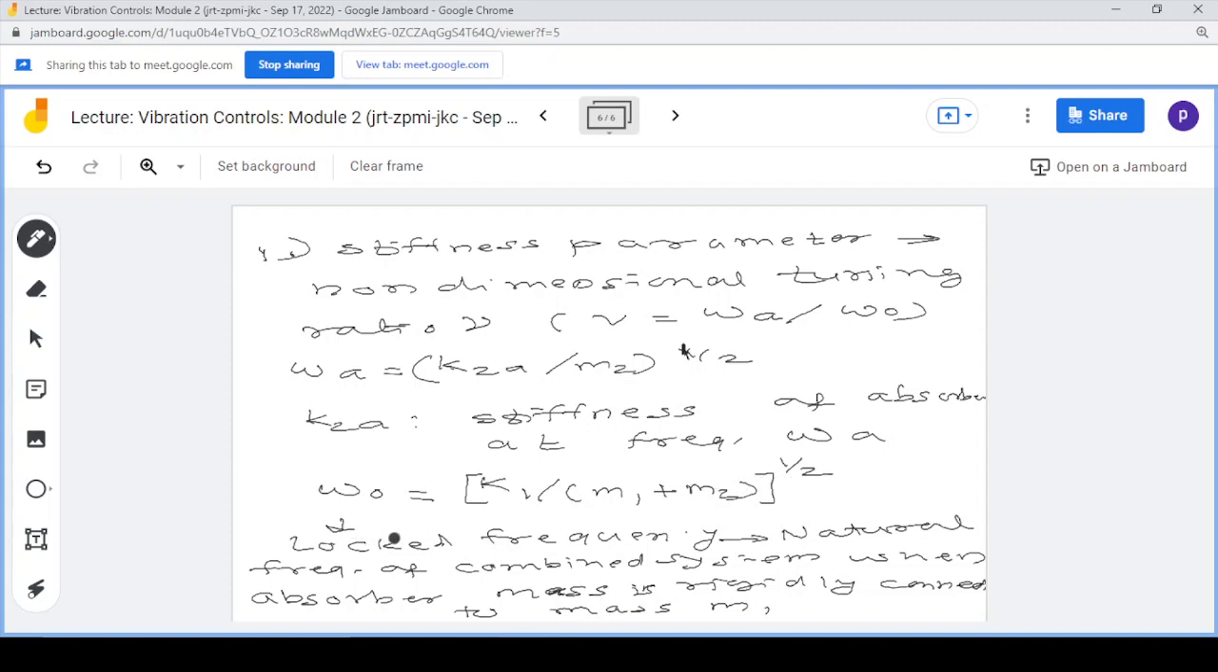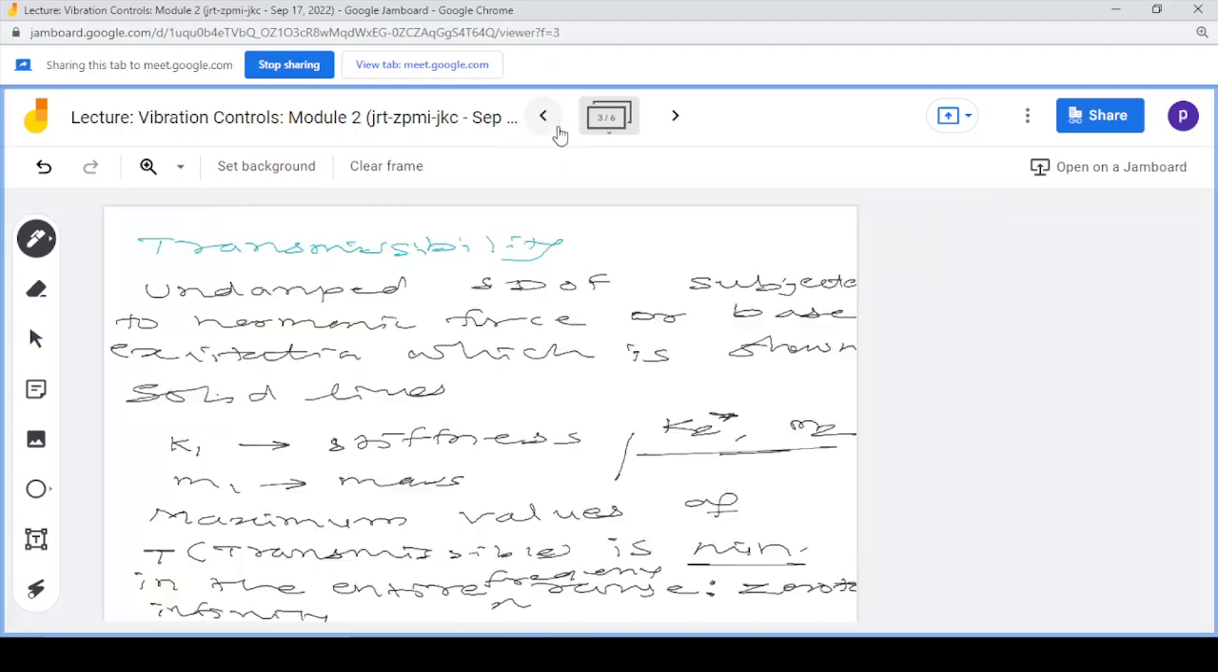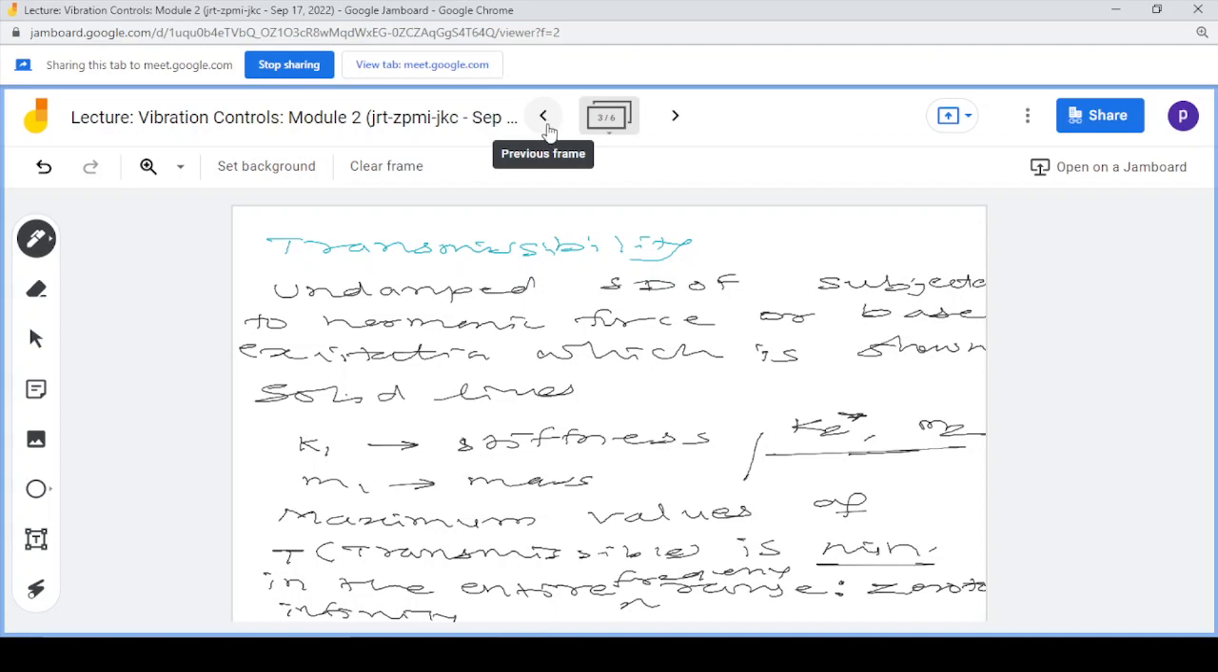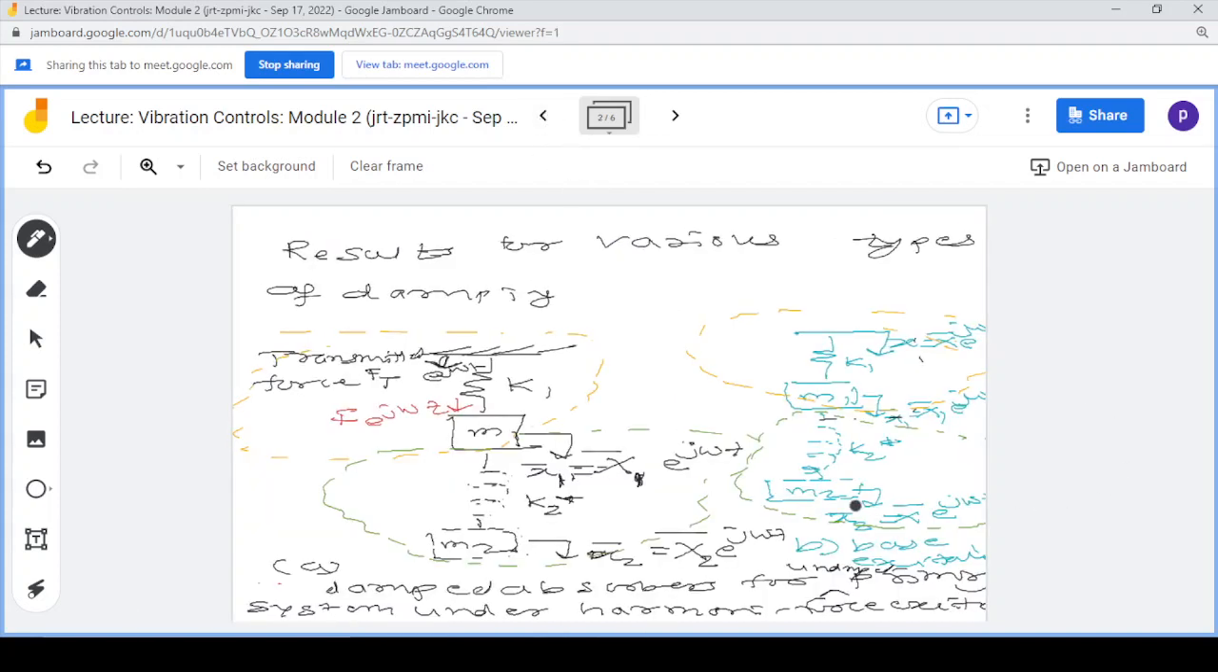And this omega 0 is also known as the lock frequency, which is nothing but the natural frequency of the combined system when the absorber mass is rigidly connected to the mass M1, right? So we are assuming that the absorber mass M2 is rigidly connected to the mass M1. Look at the diagrams again. In this diagram, we can say that this mass M2 is rigidly connected to the mass M1. So we can obtain the frequency omega 0, which is dependent upon M1, M2 and K1.